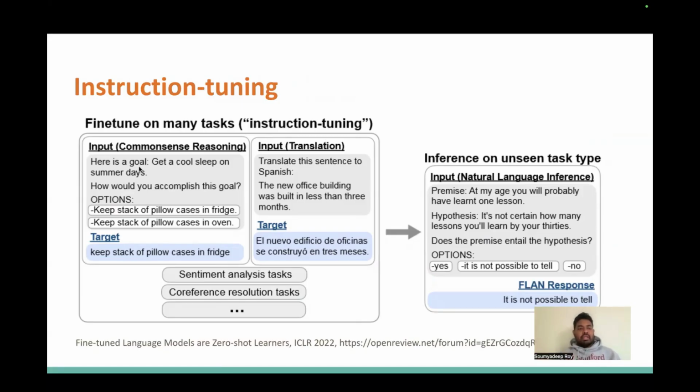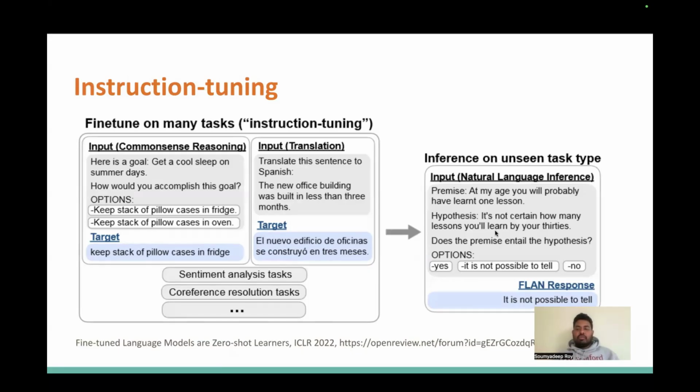So for example, here is a goal: get a cool sleep on summer days. How would you accomplish this goal? These are the options. And the target is keep a stack of pillowcases in the fridge, right? So this is like common sense reasoning. Then for translation, you are given: translate this sentence to Spanish. The new office building was built. It is in English, and the answer is in Spanish. So you give these input and target pairs, and each input and target pair represents a particular task. This is translation. The left one is reasoning. Then we have the sentiment task.